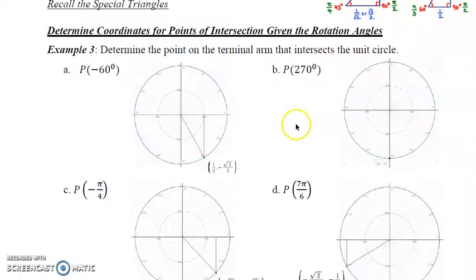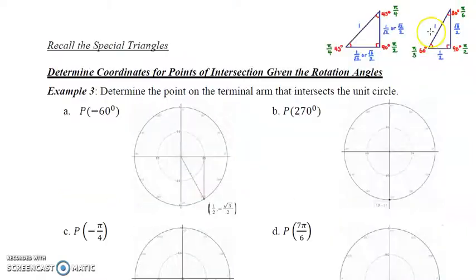In doing so, if we're looking for the point that's at negative 60 degrees, I have to draw negative 60 degrees, which would be 300 here. So there's my reference angle. The reference angle would also be 60 degrees. I get these values from the special triangle. For 60, look, there's 60 degrees. The opposite side of 60 is root 3 over 2.